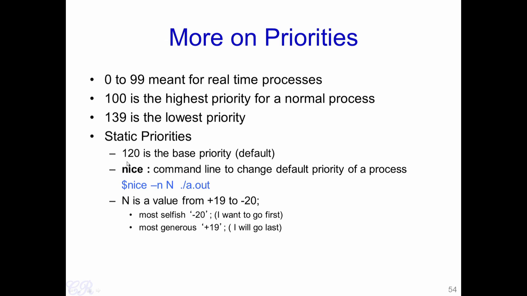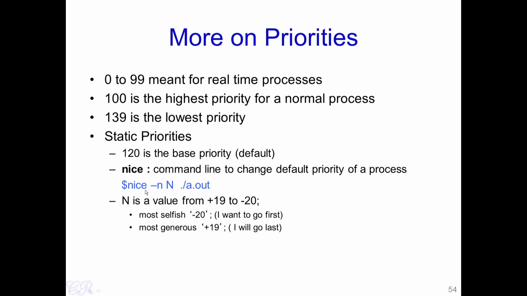Now, you could change this base priority by using the command called nice. The nice command is used to change the default priority of the process from 120 to something else. The command would look something like this: nice -n N ./a.out, where the capital N can take a value from +19 to -20. Essentially, the value that we specify here gets added to the base priority.